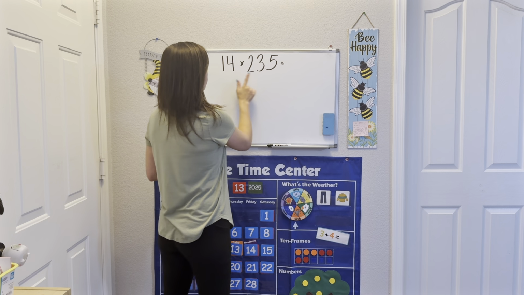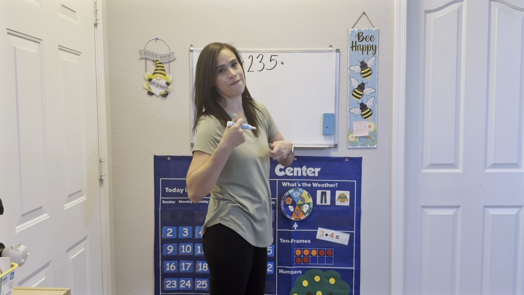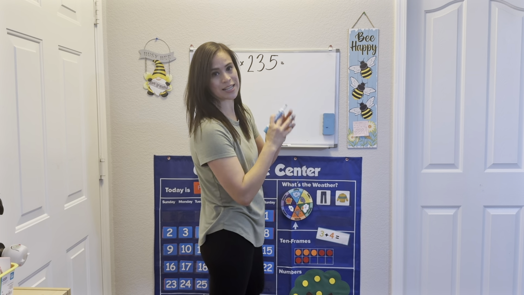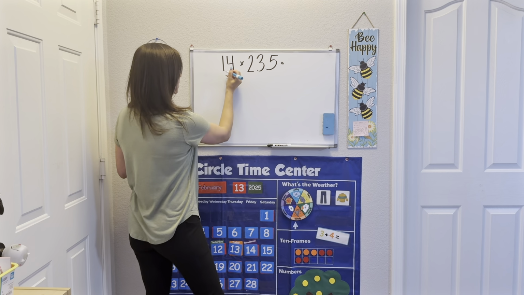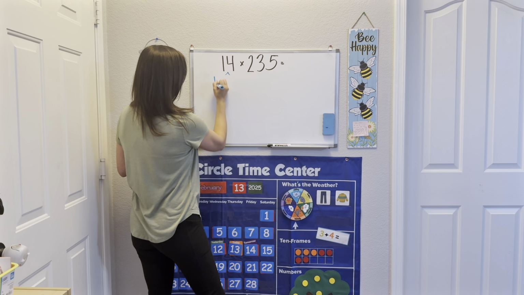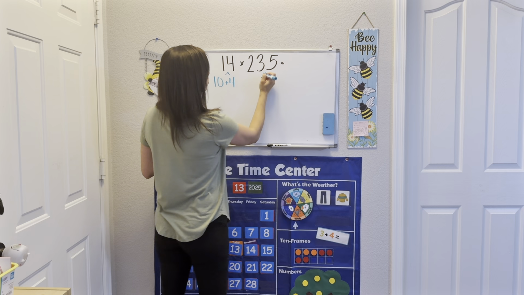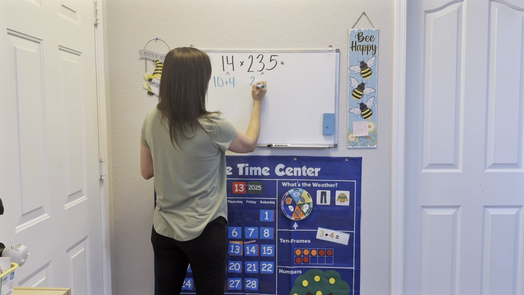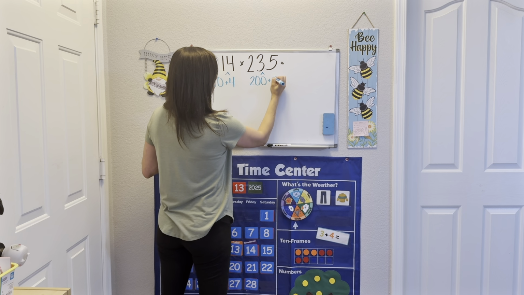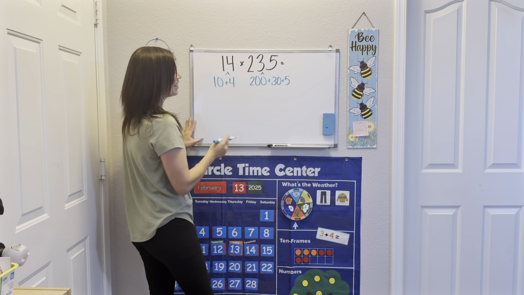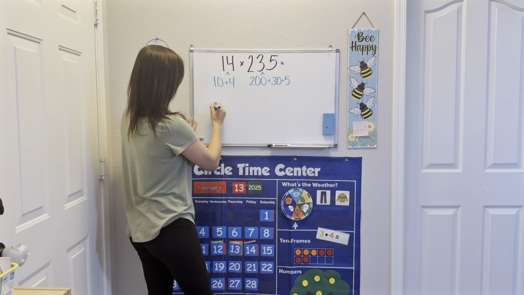The problem is 14 times 235. So step 1 is to put each number in expanded form. So 14 in expanded form will be 10 plus 4. 235 in expanded form will be 200 plus 30 plus 5. Okay? From here, we're gonna go ahead and make our box.